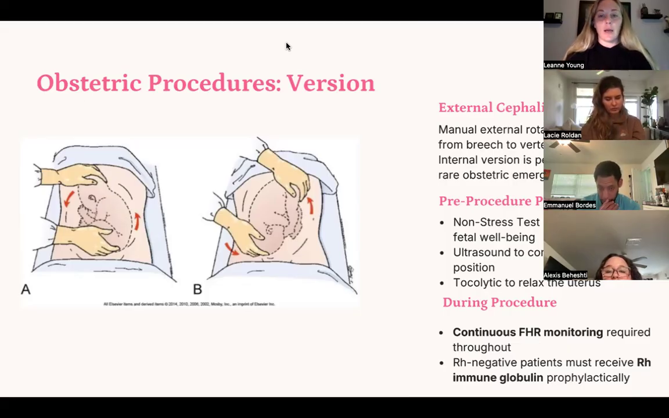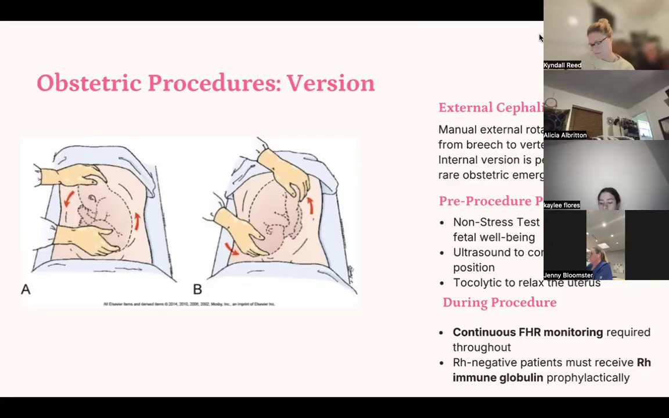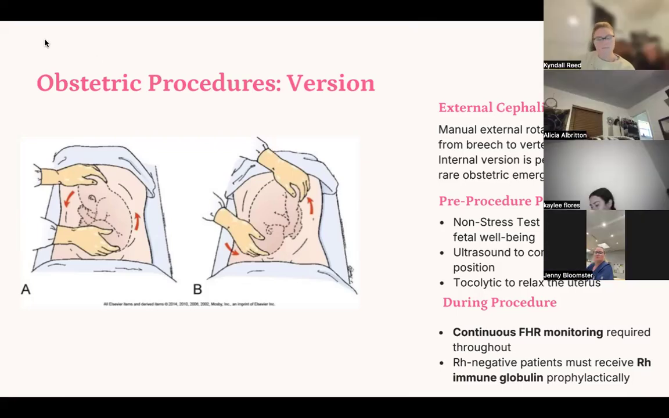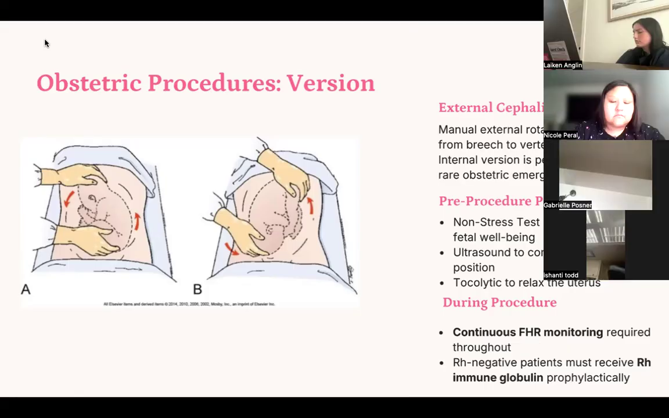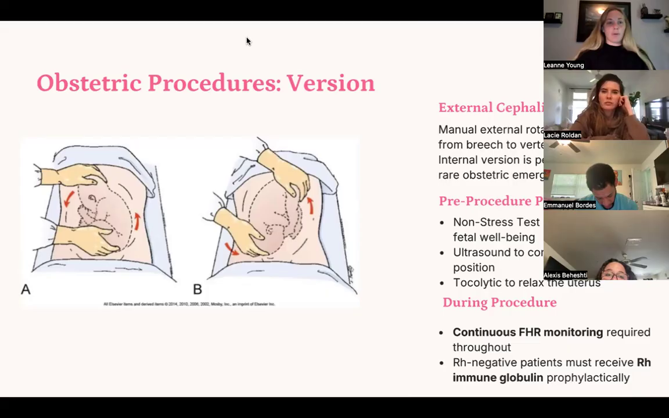How do we prepare for these? We need to put our baby on the monitor prior to the version taking place. We do a non-stress test to make sure that baby is doing well. If baby does not have a category 1 tracing, like their heart rate is dropping or something is looking really weird on the monitor, we're not going to do a version. This baby needs to be in good shape before we attempt something like this. We do an ultrasound at the bedside to confirm that baby is still breech and needs the version. Then we may administer a tocolytic to relax the uterus. We may give terbutaline prior to the version to prevent uterine contractions.